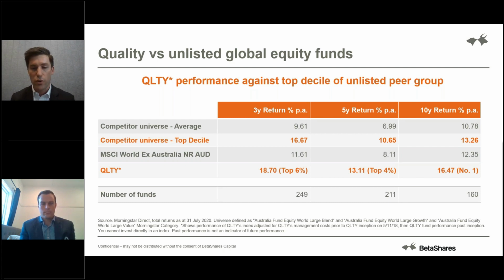And we obviously can see the ranking there of quality versus this peer group. Over 3 years, top 6%, top 4% over 5 years. And for the funds that have a time series over 10 years, it is the number 1 ranked exposure.